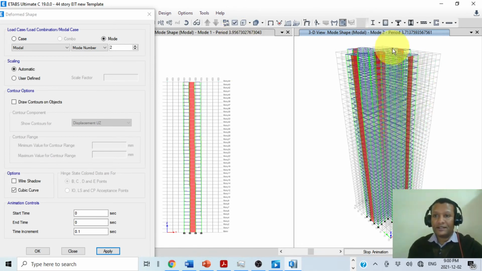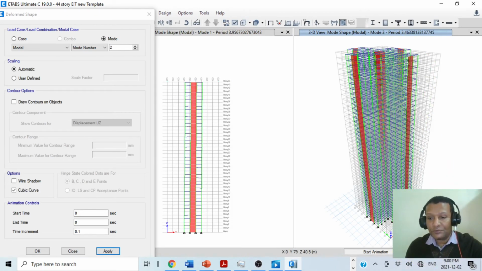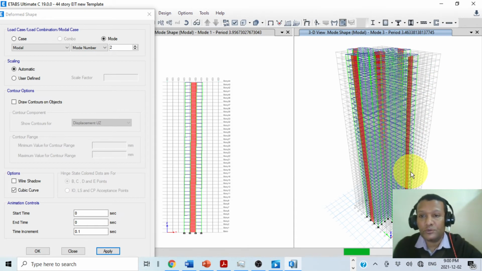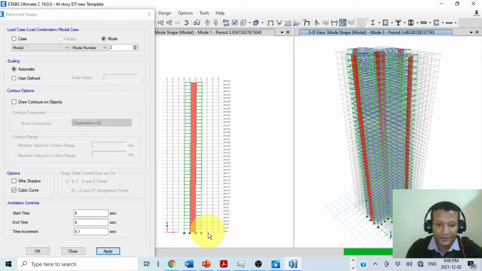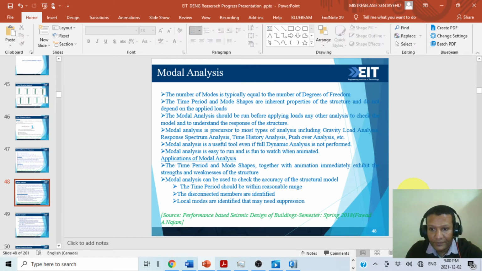As you see, this is the second mode. It is pure translational in the y direction. Then the third mode should be torsional. This is why we have to perform it. It will tell us the time period and the resonance, for example, and disconnected members are identified. As I showed you first, if there are disconnected members, everything should be checked at this stage. This is a chance we have to check our building's health. Local modes are identified that may need suppression, because if there is any local mode, we have to check it.